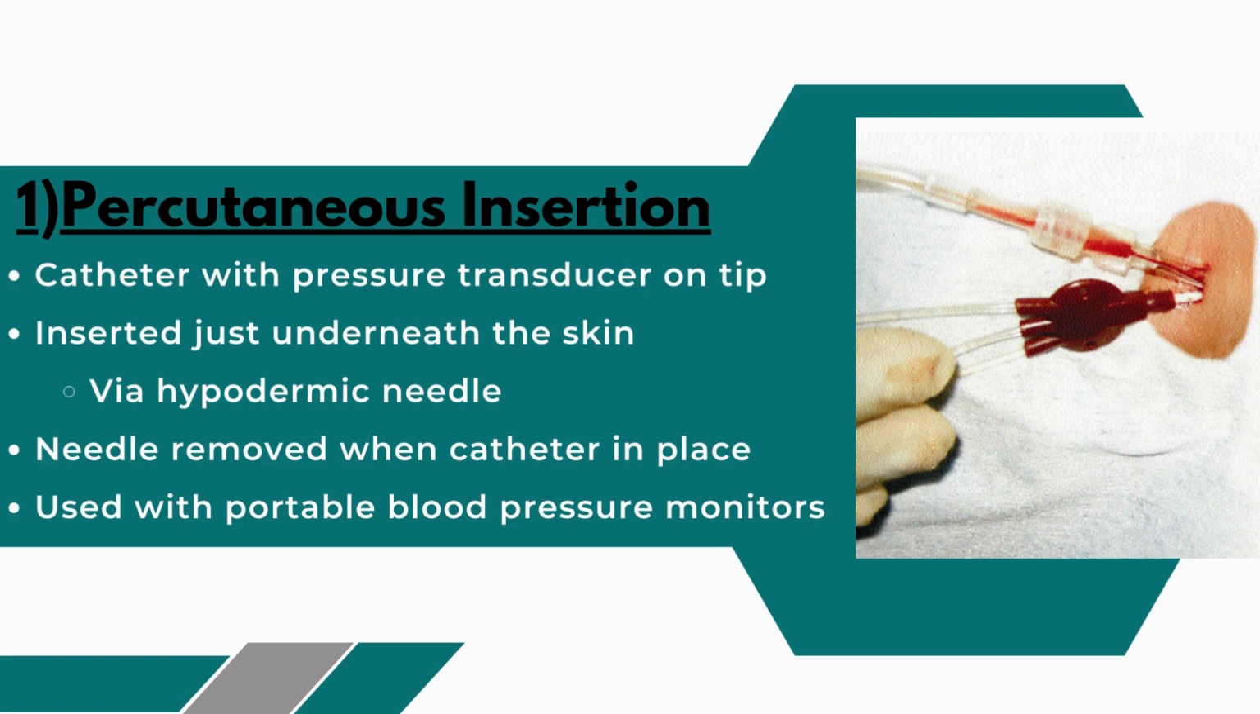Pressure transducer. It is also called percutaneous insertion. Another form of invasive blood pressure monitoring is the pressure transducer method. This involves inserting a pressure-sensitive device into a blood vessel and connecting it to a monitoring device. The pressure transducer is able to continuously measure blood pressure readings and transmit them to the monitoring device.